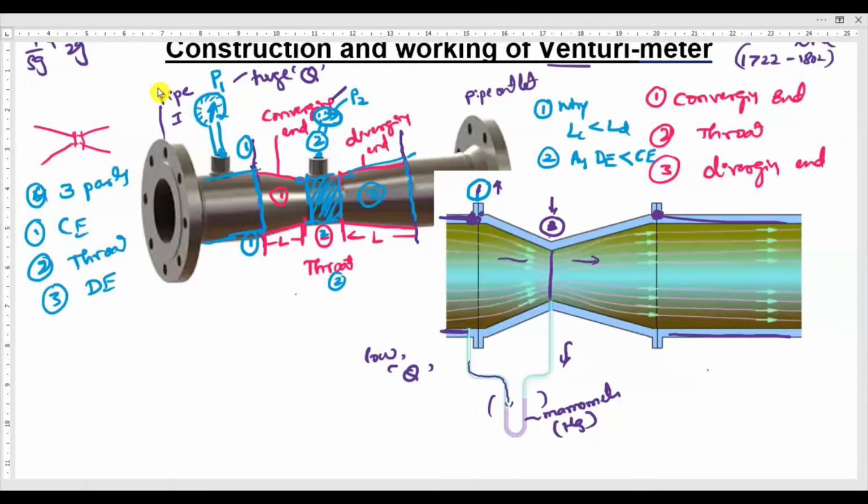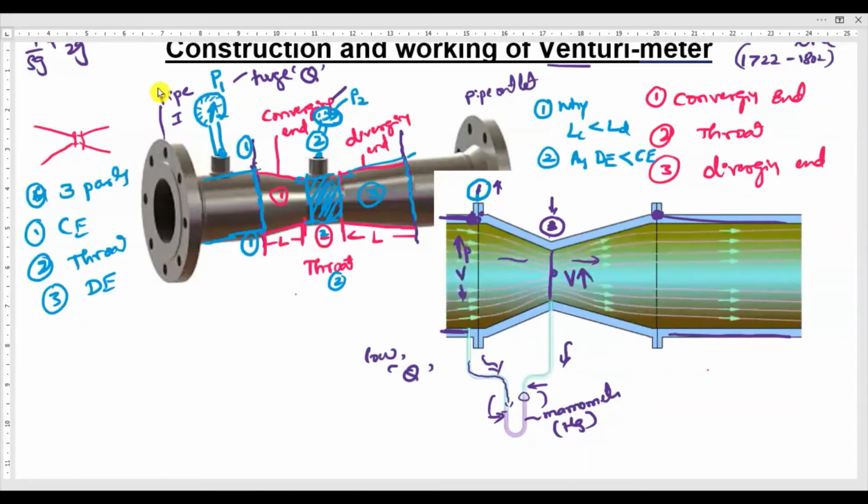That is the reason the level of mercury in the right limb, this is called the right limb and this is called the left limb, is more, but in the left limb the level of mercury is less, because you are applying more pressure in this limb. And here the pressure is less. Where the pressure is less, the velocity will be more. And in this region, the pressure will be more and the velocity less.